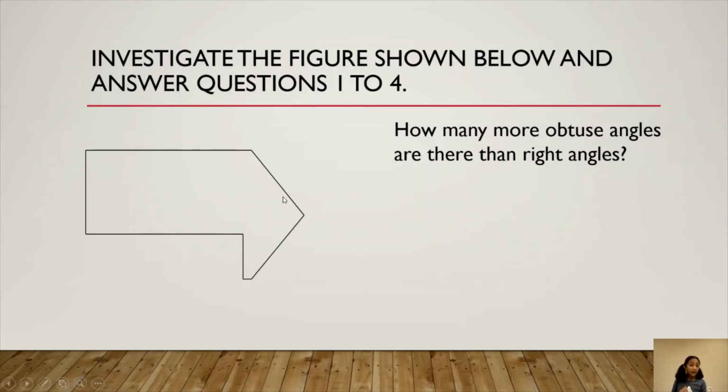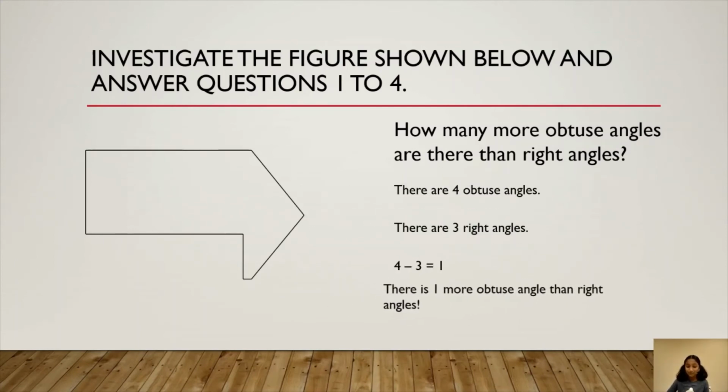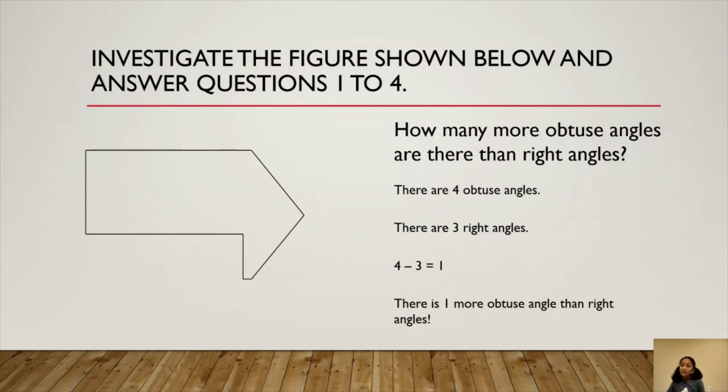So 4 minus 3. There are 4 obtuse angles and 3 right angles. Just remember, 4 minus 3 equals 1. There is one more obtuse angle than right angles. Great job, guys! Now let's move on to our third, next to last question. You did great so far.